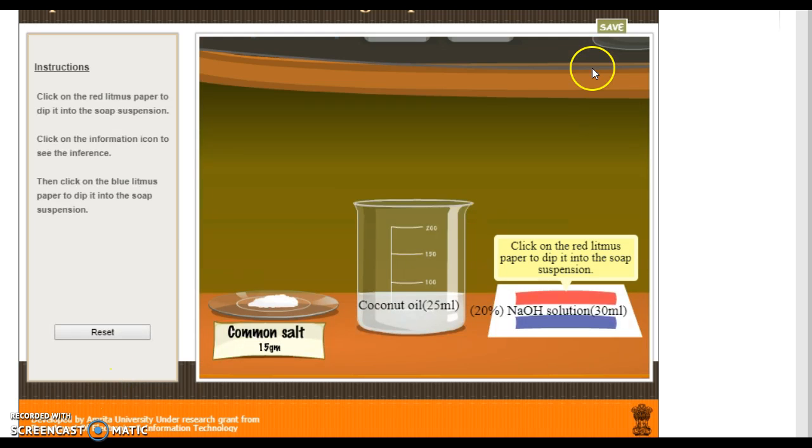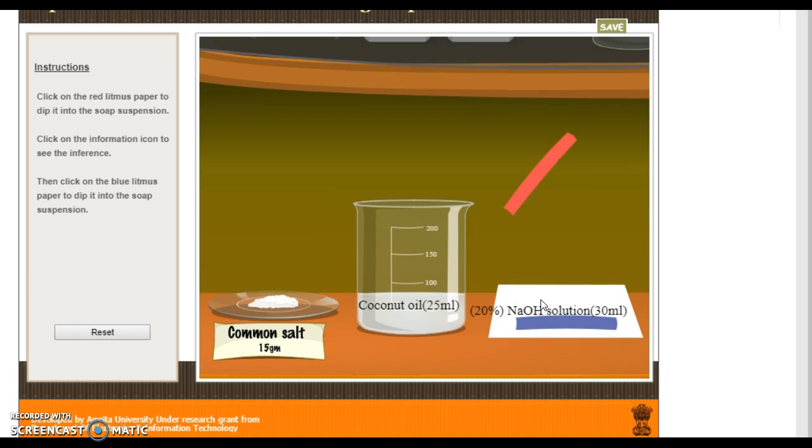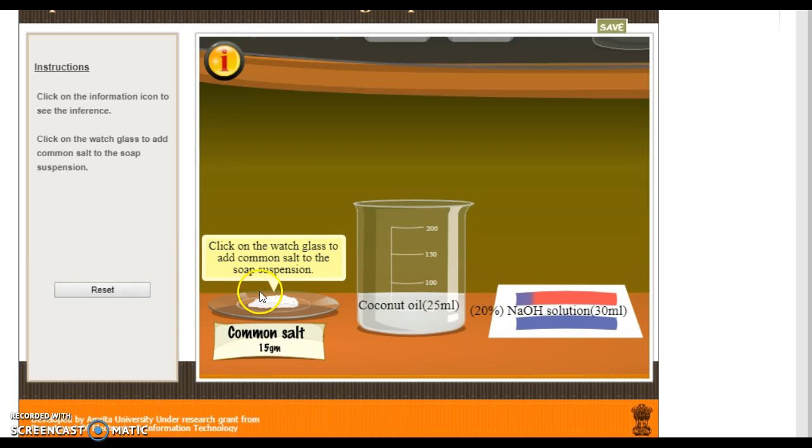Next step. Take a red litmus paper and dip it in the suspension foam. The red litmus paper changes color to blue, indicating that the soap suspension is basic in nature. Now, take a blue litmus paper and dip it in the suspension. The color of the blue litmus paper remains the same, indicating the soap suspension is not acidic.